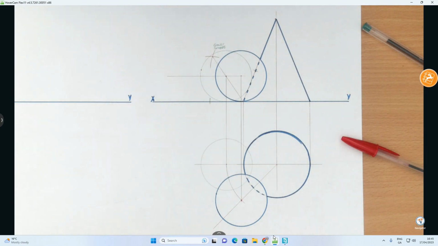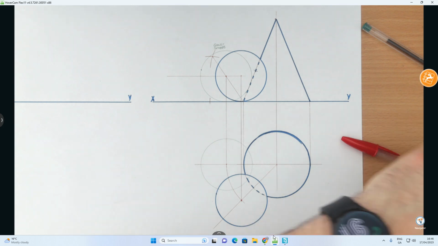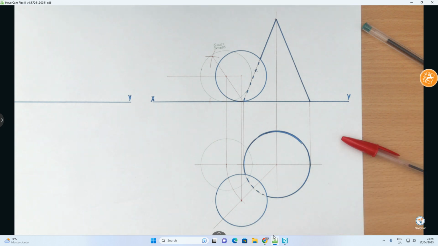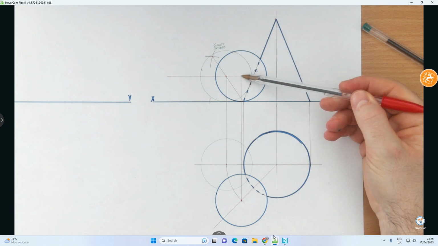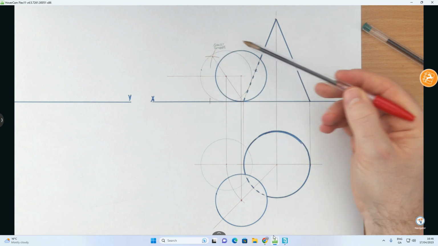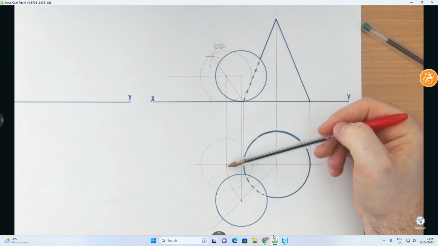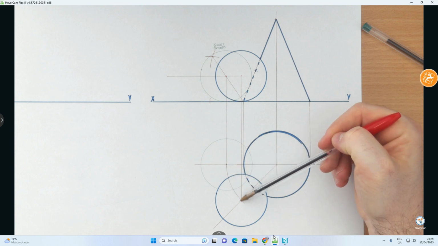So there we have it. We have now completed the problem whereby we're after drawing both the elevation and plan view of our sphere in contact with our cone. And once again, essentially we found the center point in the correct position. Okay, so what we used was a GO sphere. We brought it down here in the plan view and we rotated the center around.